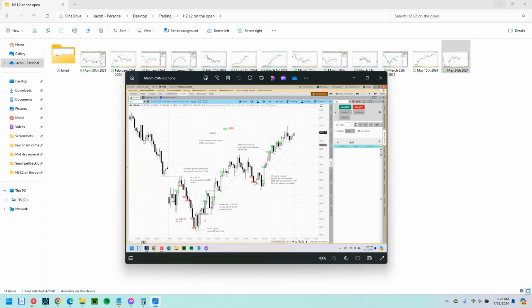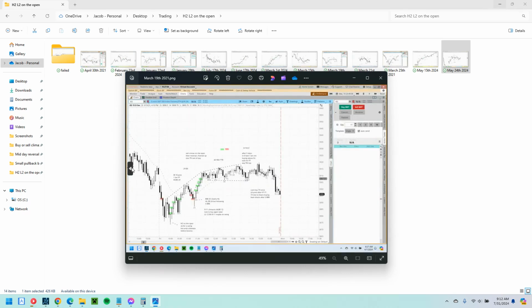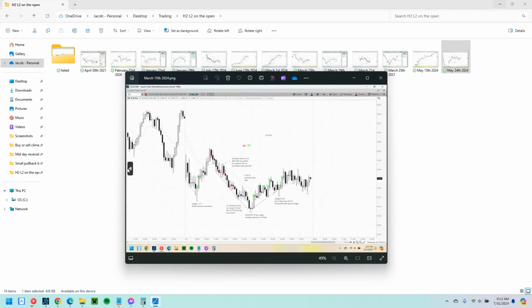This is more context. I'm trying to find cleaner examples. This is a good one. Bear bar, so that's the pullback, and then we trade above it. So high 1, bar 2, deeper pullback, high 2, bar 5. So high 2s and low 2s on the open, high 1, high 2, bar 8. High 2s and low 2s on the open are pretty common.